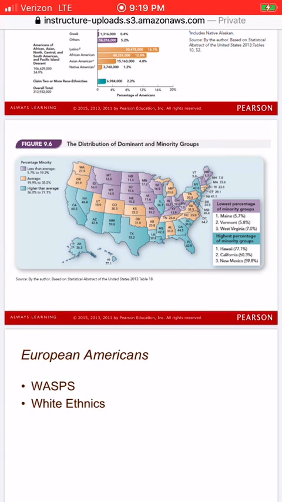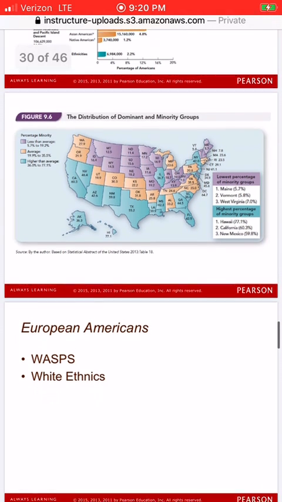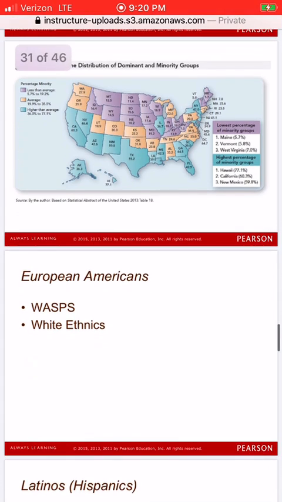Figure 9.6 talks about the distribution of dominant and minority groups. You can start to see the percentage of minorities within these particular areas. Some of the lowest percentages of minority groups exist within Maine, Vermont, and West Virginia. The highest percentages of minority groups, here we're seeing Hawaii, California, and New Mexico. And there are definitely reasons as to why those particular areas are that way when you begin to break down those particular cultures and areas and the immigration patterns that have occurred.